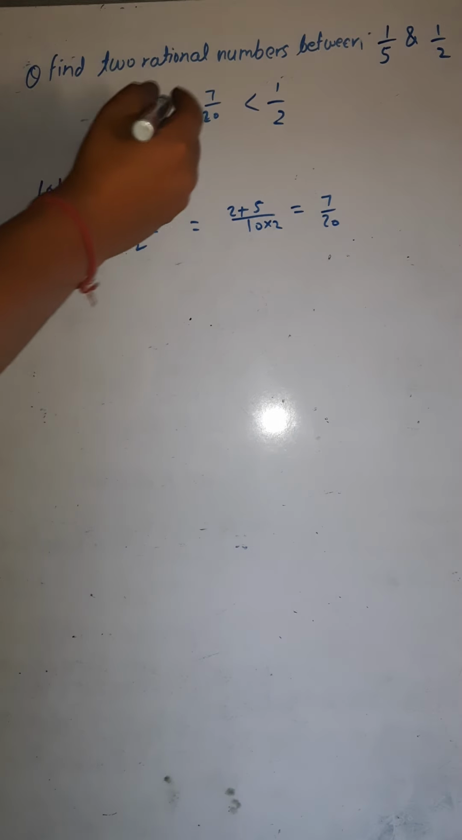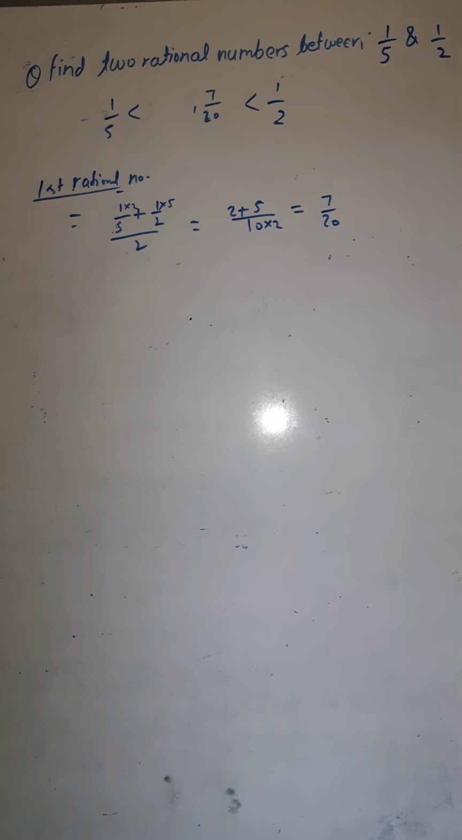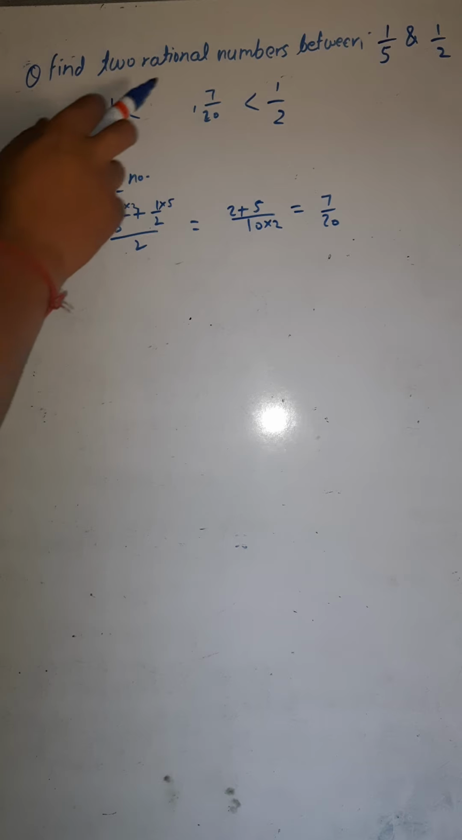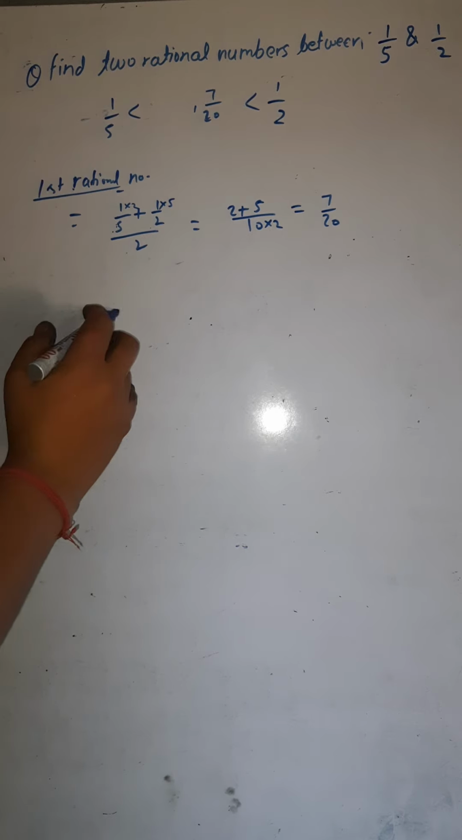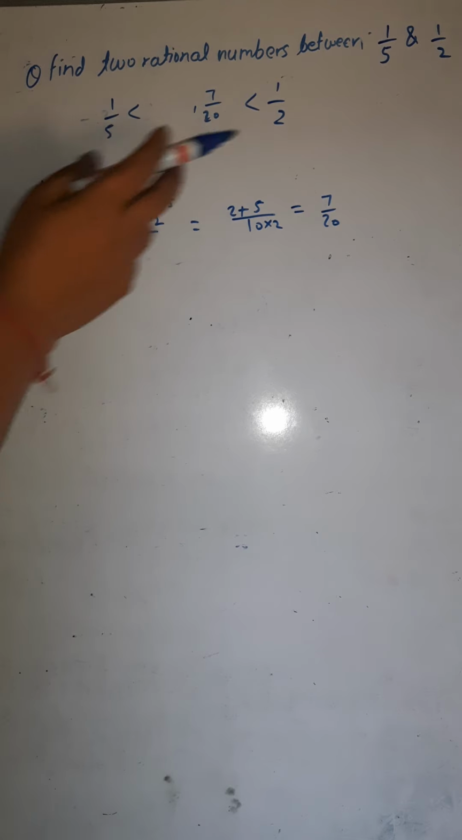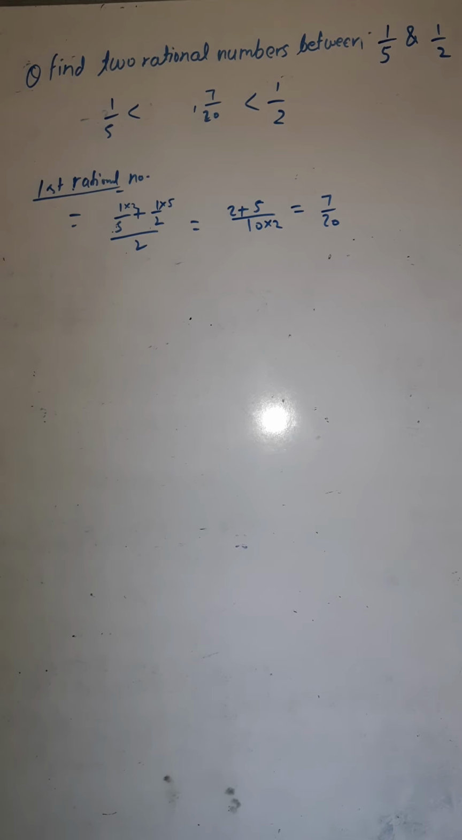Okay, now to find the second rational number, what to do? Now you would take out the mean of this and this. For finding the second rational number, it is equal to this plus this divided by 2. Do it on your own. Okay, just do it.